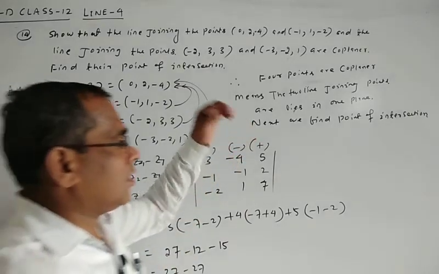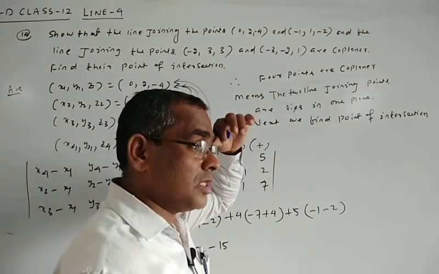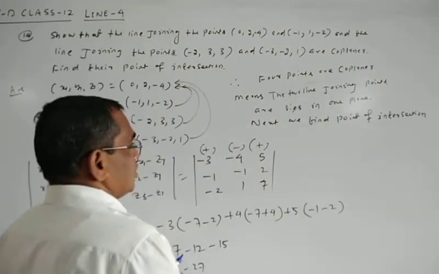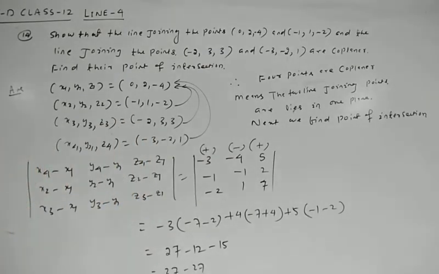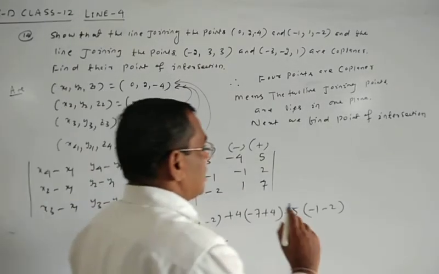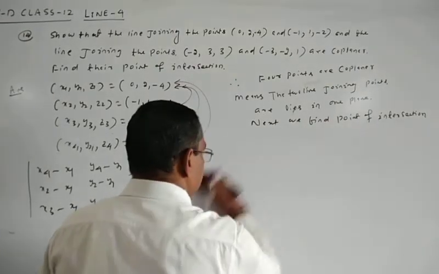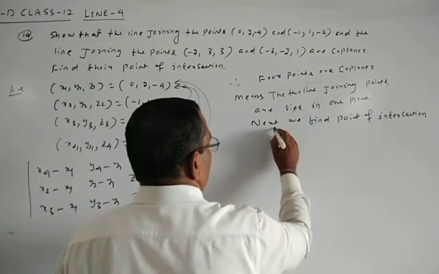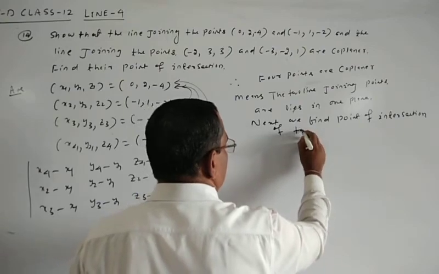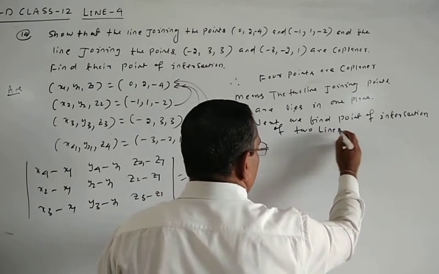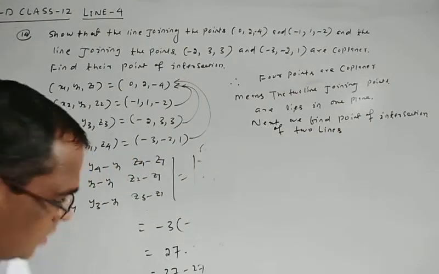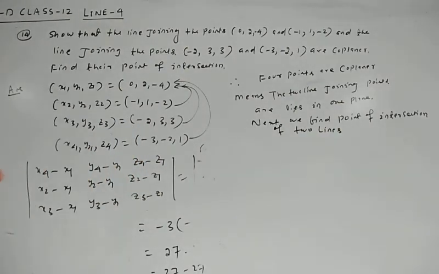Next we find the point of intersection of these two lines. So how to find the point of intersection of these two lines? First you have to determine the equation of the line.